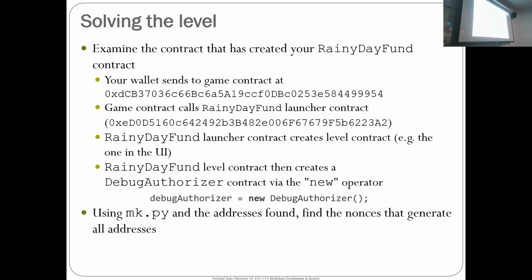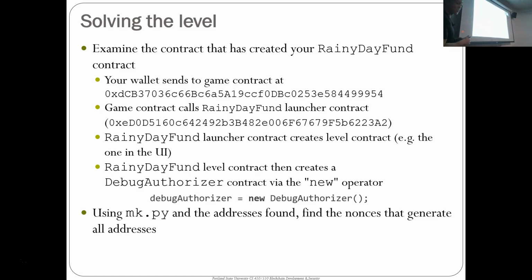So the first thing to do is examine the contract that has created your rainy day fund contract. And of course, if you haven't deployed it yet, you have to figure that out, and I would figure that out by just reading the slides. So you don't have to deploy a contract and look at this. I'll give you the address.